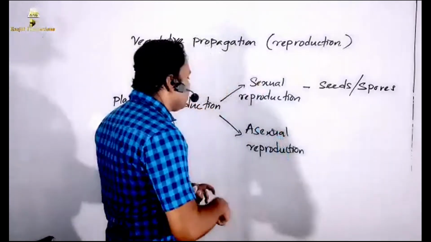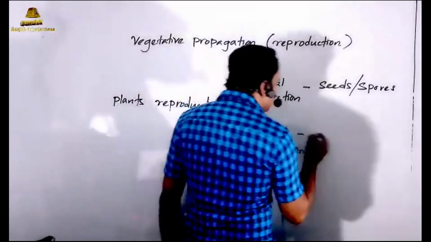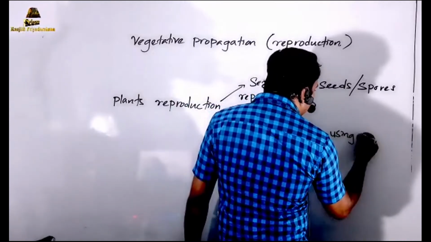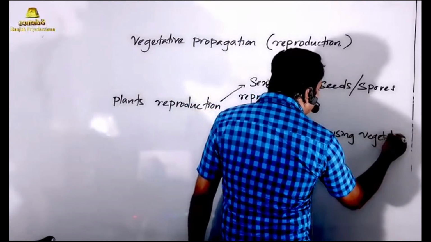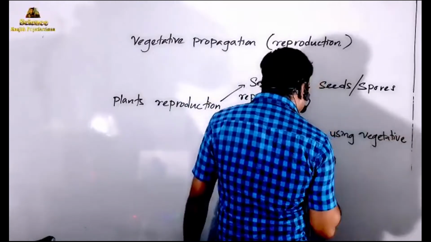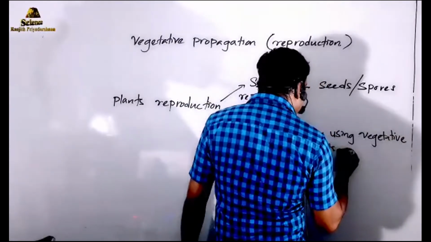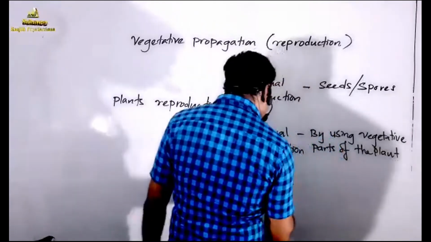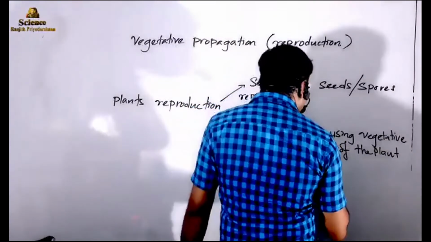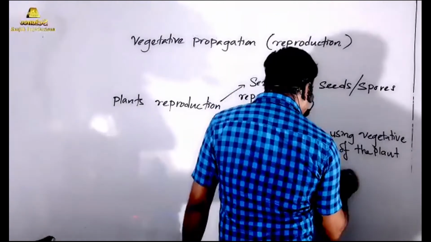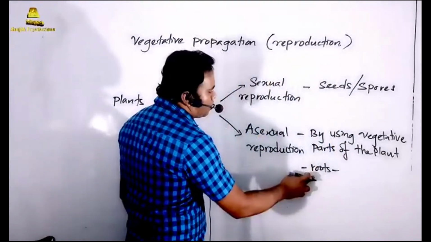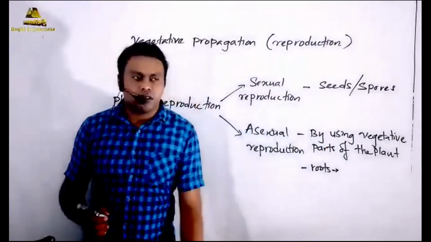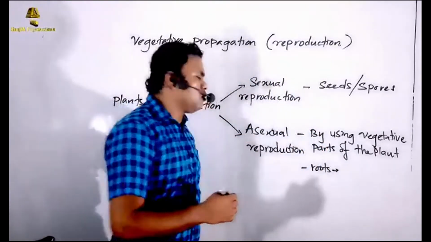So vegetative reproduction happens by using vegetative parts of the plant. Another one is roots. Roots, one vegetative part. So by using the vegetative part roots, you can make new plants.